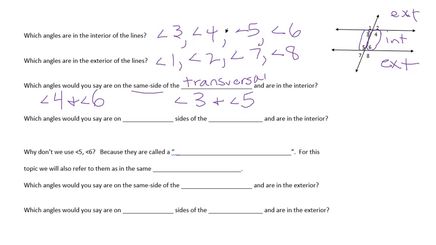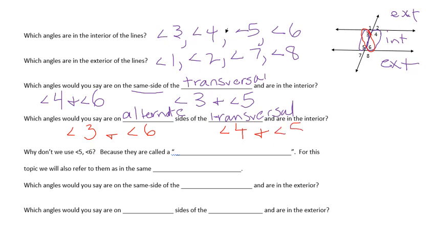Now, when we want the alternate ones, on alternate sides of the transversal, that's when we want one to the left and one to the right. So, for example, let me change colors here. I'll get a red. 3 and 6, one's on the left, one's on the right. That's alternate interior. And 4 and 5 are alternate interior. One's on the right, one's on the left.